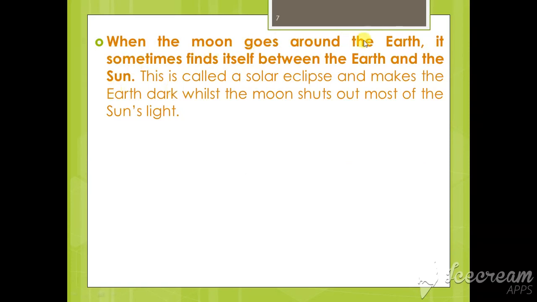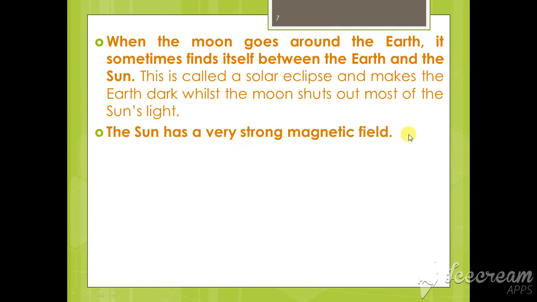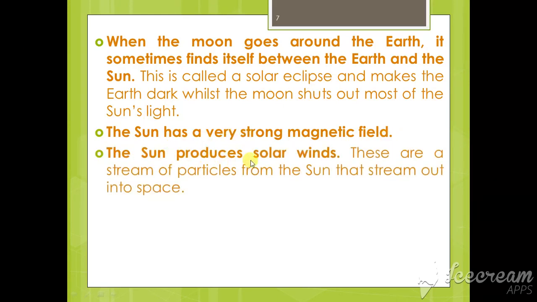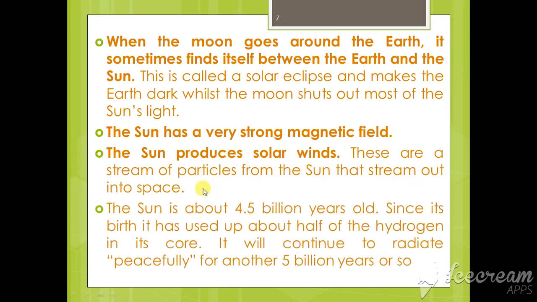When the moon goes around the earth, it sometimes finds itself between the earth and the sun. This is called a solar eclipse and makes the earth dark while the moon shuts out most of the sun's light. Okay, so we all know about the solar eclipse. The sun has a very strong magnetic field. The sun produces solar winds. Solar winds are a stream of particles from the sun that stream out into space. I will discuss in detail.